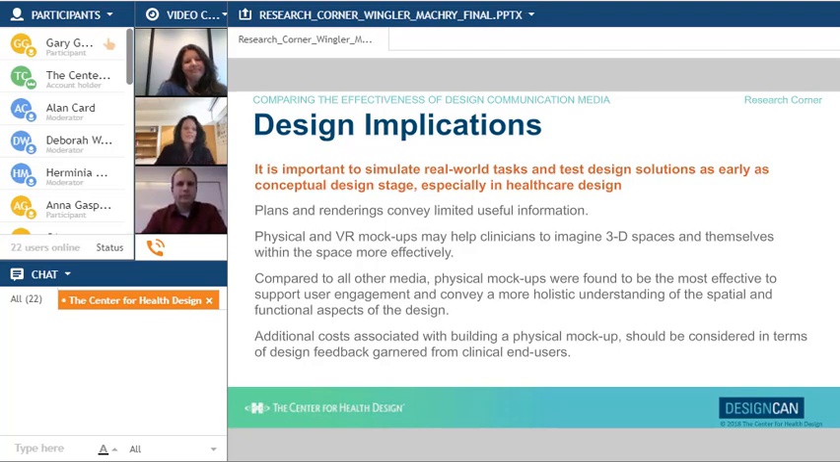And therefore, they found it very difficult to really imagine how they would actually conduct their work in that space. So while it was useful for helping to convey the aesthetic quality, it was not really effective in helping them understand how well it would support the functions that it needed to. And then in VR, it was really interesting.